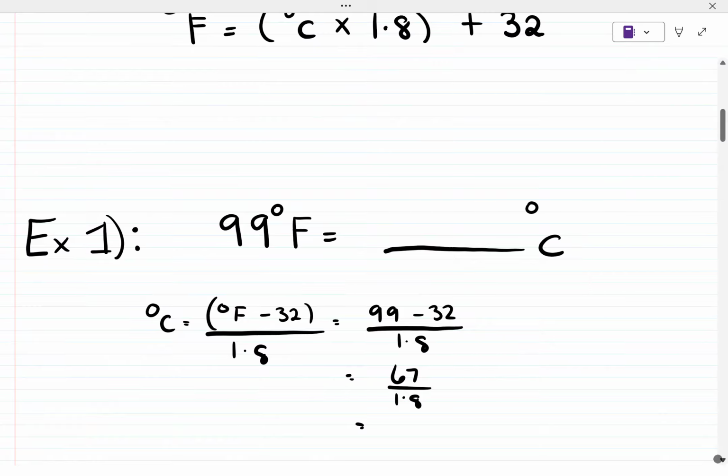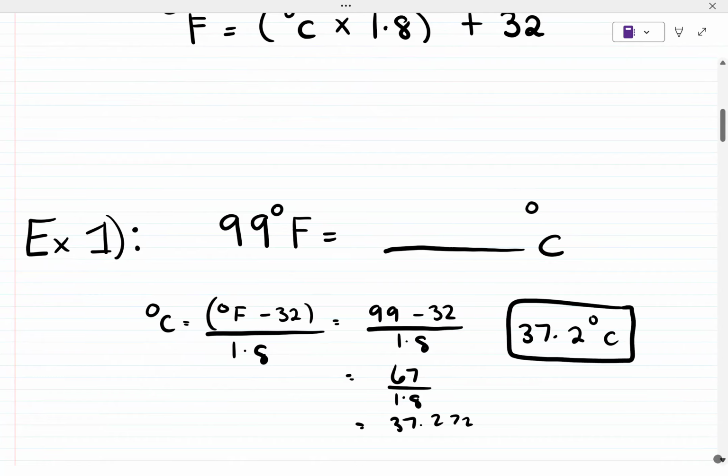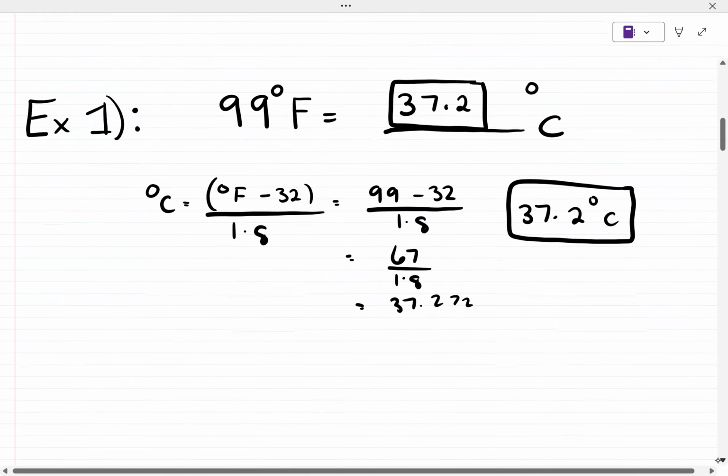And that gives us 37.222. It didn't say how much to round, but let's just round to the nearest tenths. So it would be 37.2 degrees Celsius. Okay, that's simple. Let's move on to example two.